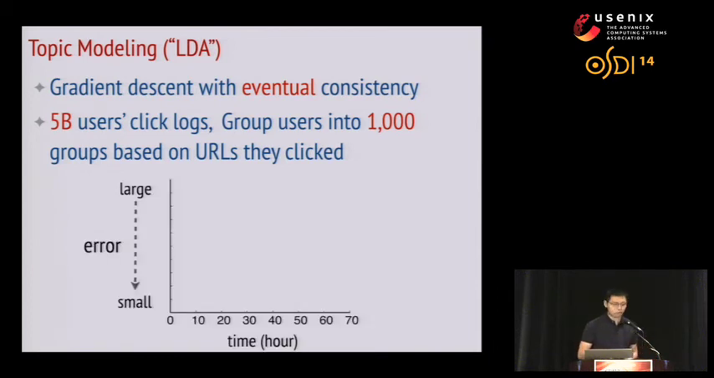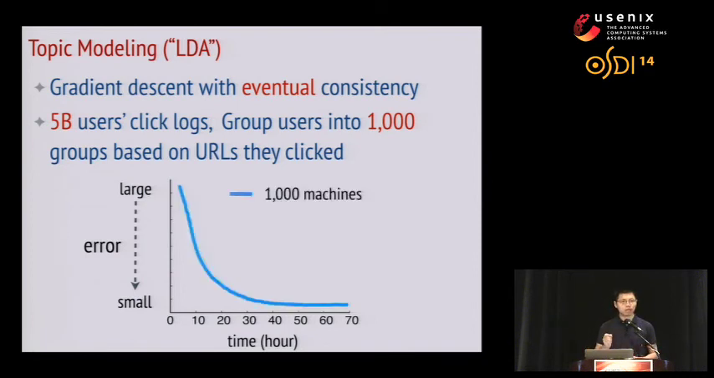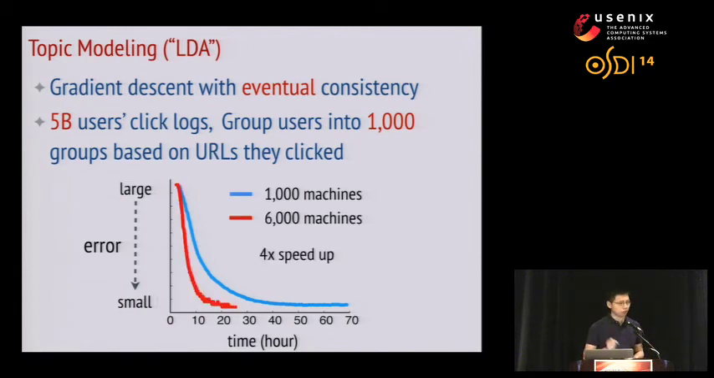For the result, we also show the time versus the error of the model. We first show the result using 1,000 machines. As we can see, this model converges after about 50 hours. And what if we increase the number of machines to 6,000? We can get a model with the same accuracy much faster than with 1,000 machines. It's roughly a 4 times speedup here. Why can we get such a good result? This is because we use the eventual consistency model, so there is almost no waiting time here.